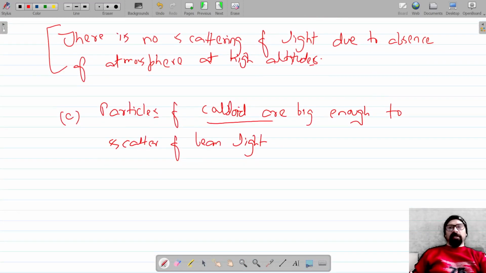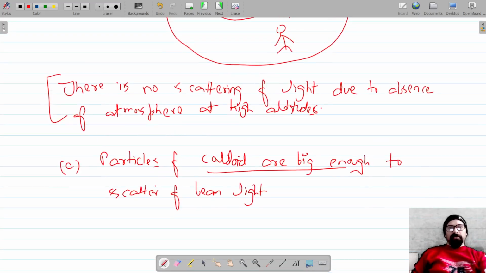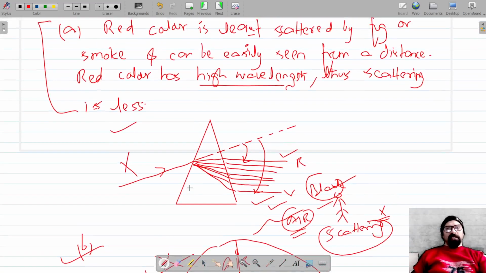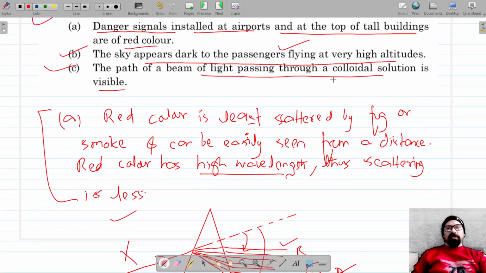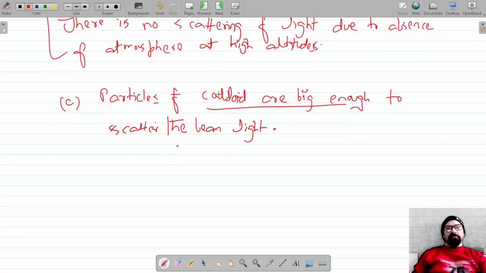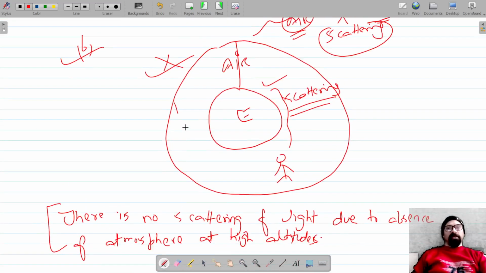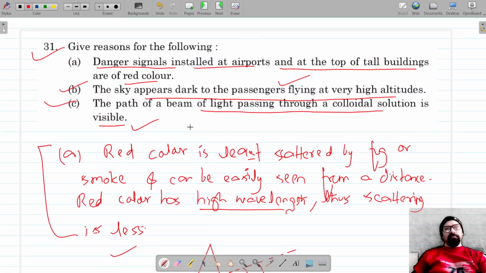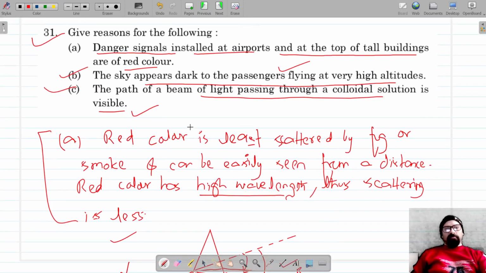So particles of the colloid are big enough to scatter the beam of light. That is, all the colors are scattered in the same proportion, and we see the path of the light. So the path of the beam of light through a colloidal solution is visible because the size of the particles of the colloid is big enough to scatter the beam of light. So it depends on the size of the particles. With this, we are done with question number 31. Let's move on to the next question.